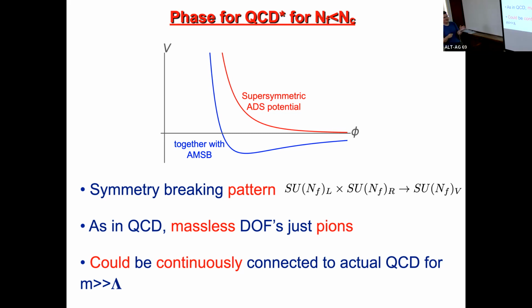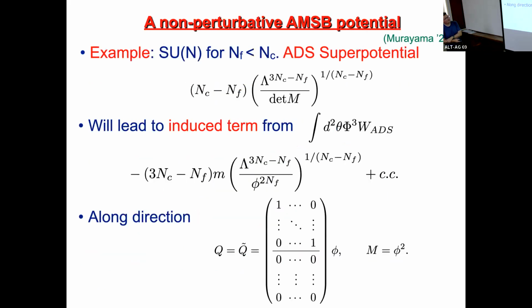So you will have chiral symmetry breaking, and there will be some massless degrees of freedom, of course, but they are the pions. So there is this superpotential. Now this directly gives the potential, just from the F terms, plus there is this term that comes from supersymmetry breaking.